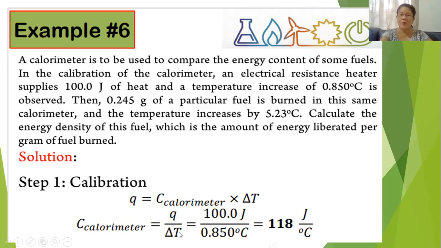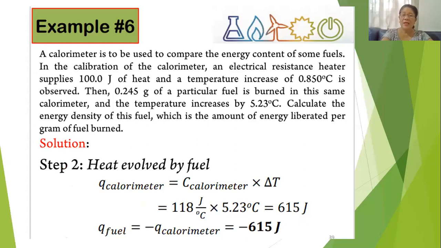Heat is equal to, can you still remember? That is the specific heat multiplied by the change in temperature in the calorimeter. So in getting the specific heat of the calorimeter, we have this formula: the specific heat of the calorimeter is equal to Q over delta T. So give now the values: 100 joule over 0.85 degrees centigrade. So you have now your specific heat in terms of joule per degree centigrade equal to 118.